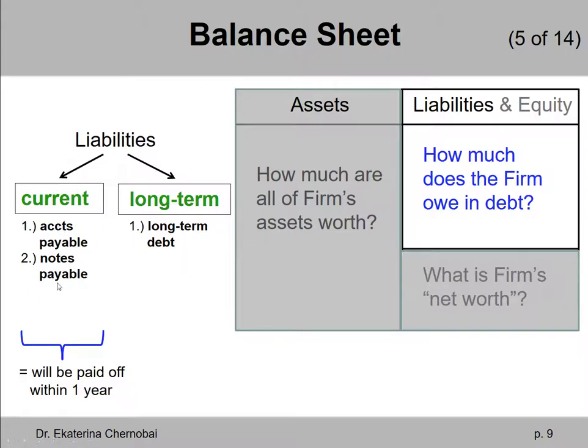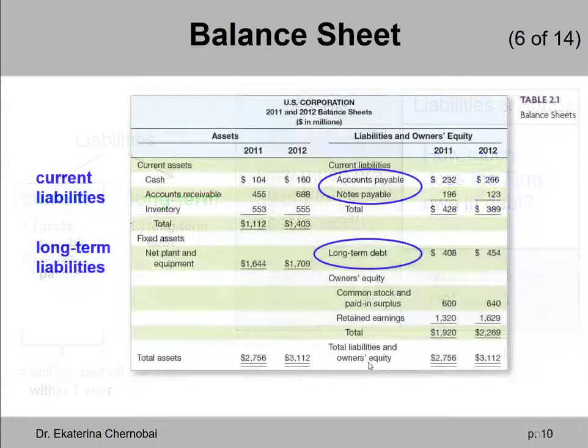Notes payable is basically short-term loans. And long-term liabilities include long-term debt. By the way, this is where bonds belong. If a company sells bonds as a way to borrow money, they would appear under long-term liabilities. And in this sample balance sheet, current liabilities appear first on the right-hand side, and then they are followed by long-term debt underneath.